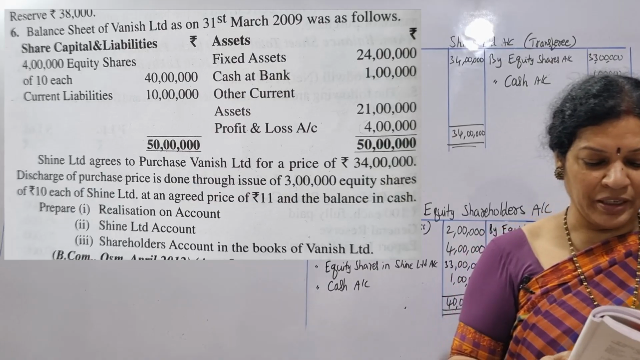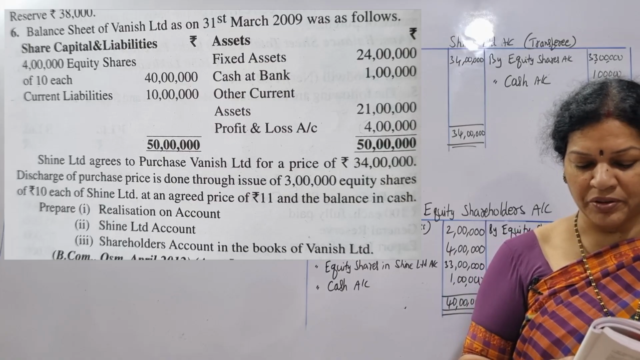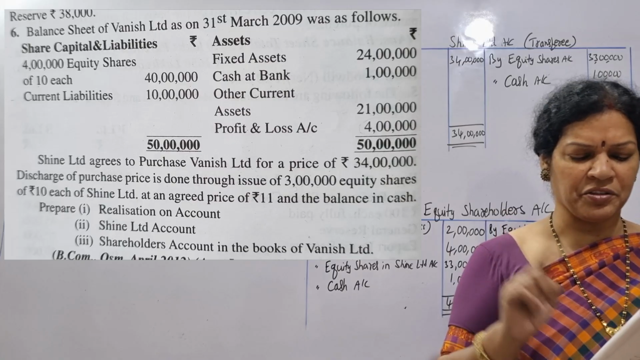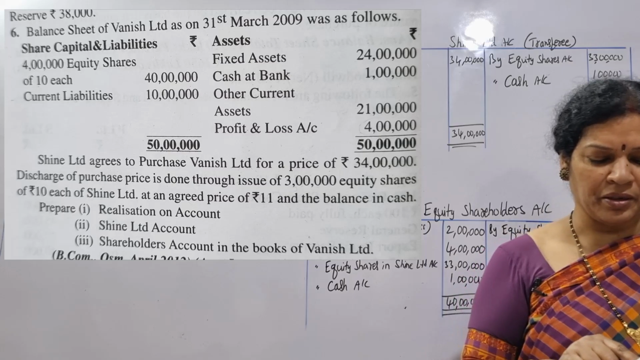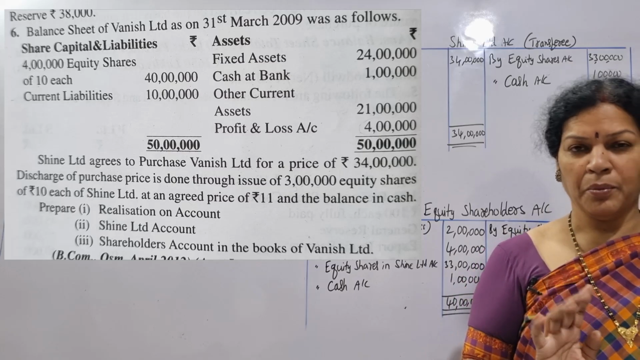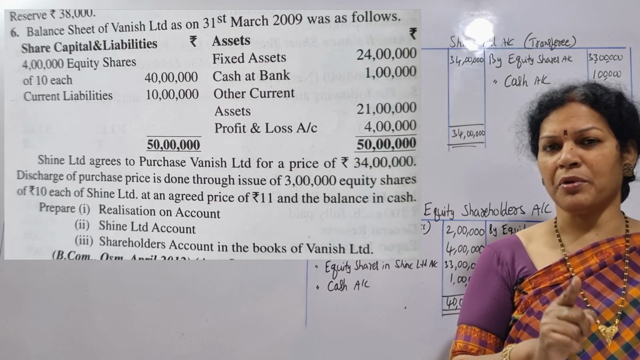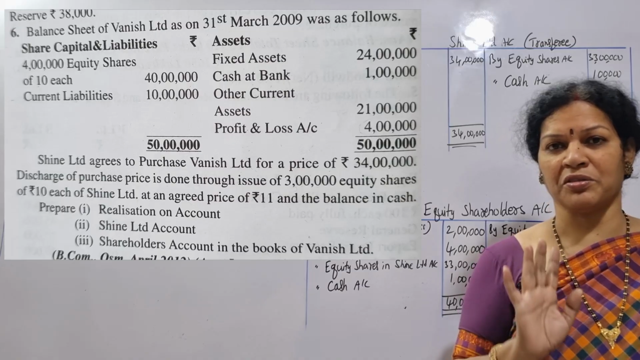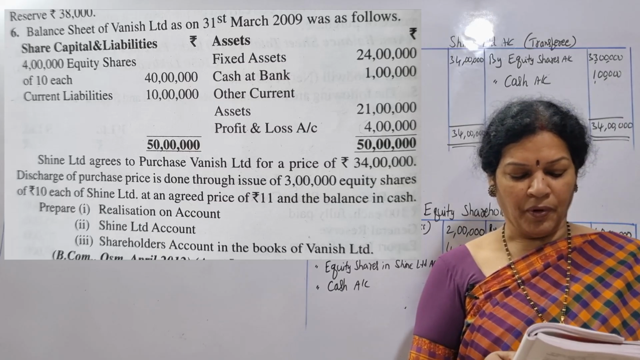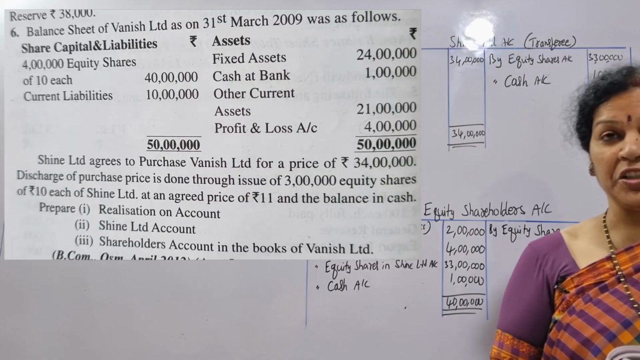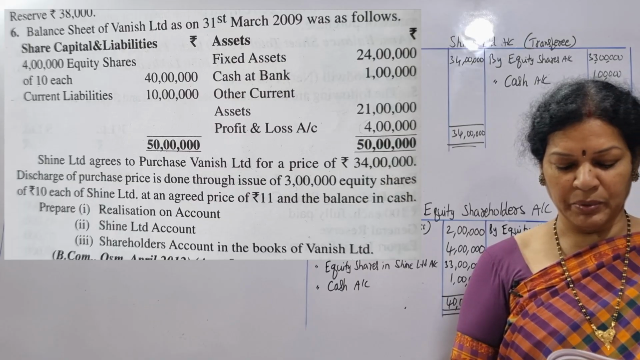What they are saying: balance sheet of Vanish Limited as on 31st March 2009 was as follows. Only one balance sheet is given. Whose balance sheet? Vanish. Assets are fixed assets, cash at bank, other current assets, profit and loss account. Remember always, if the profit and loss account is given on the liability side, it is a profit. If given on the assets side, it's a loss. Remember this point. And on the liability side, for 4 lakh equity shares of 10 rupees each, the total is 40 lakh, and current liability is 10 lakh.